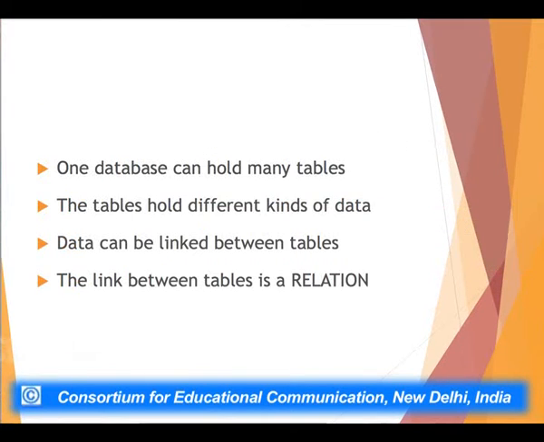Now, one database can hold more than one table. The table can hold different kinds of data. It can have text data, integer data, date and time type of data, currency or other objects. Data in the tables is linked and the link between the tables is known as a relationship.